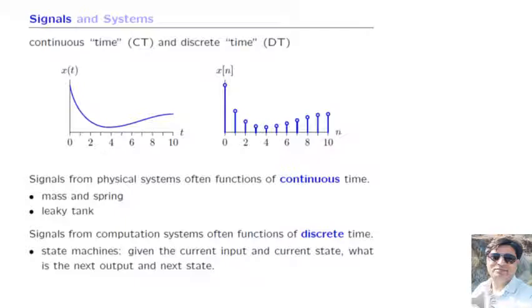Signals from physical systems are often functions of continuous time, like the mass and spring system will produce a continuous time signal, and in a similar manner a leaky tank will also produce a continuous time signal, whereas signals from computational systems are often functions of discrete time, like state machines, which, given the current input and current state, give the next output and next state.